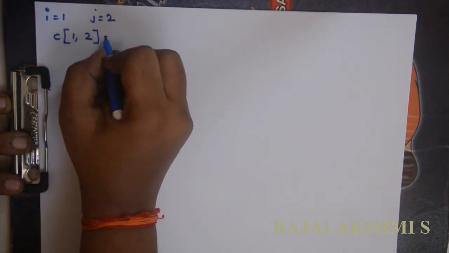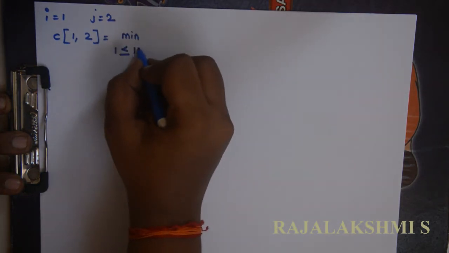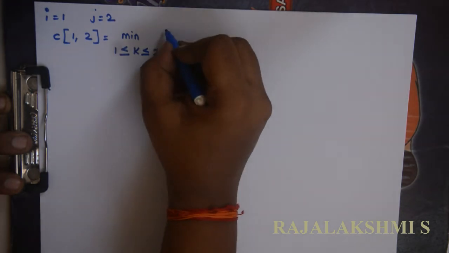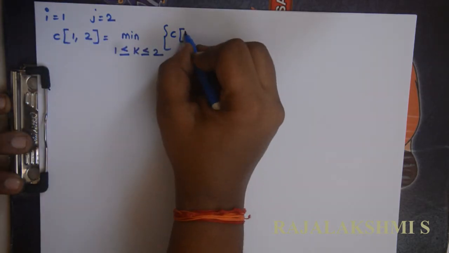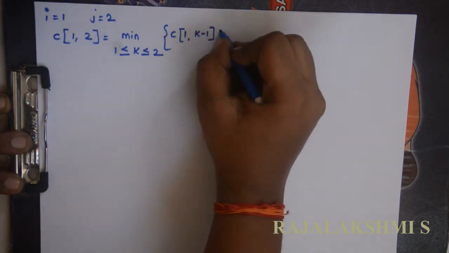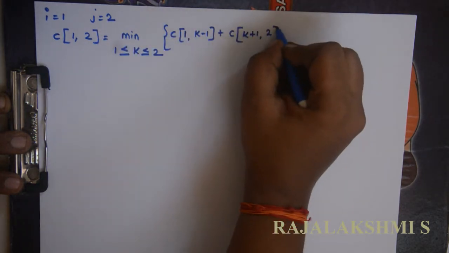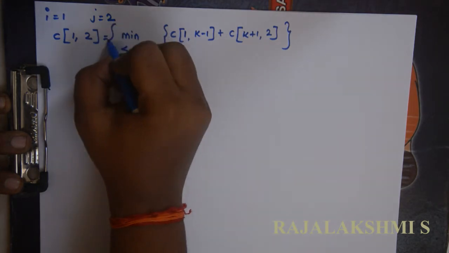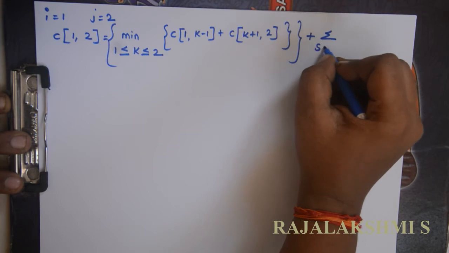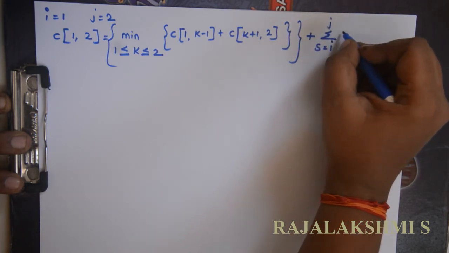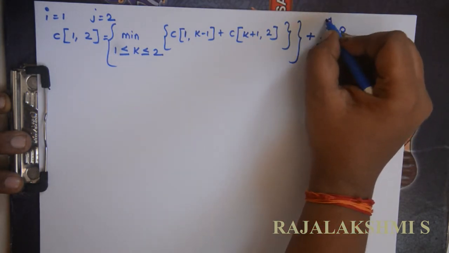So C of 1 comma 2 is equal to minimum over 1 less than or equal to k less than or equal to 2 of C of i comma k minus 1. So i is 1 and it is k minus 1, plus C of k plus 1 comma j, j is 2. Okay. After finding the minimum value, that should be added with summation s is equal to i to j of p s. Okay, i is 1 here and j is 2.